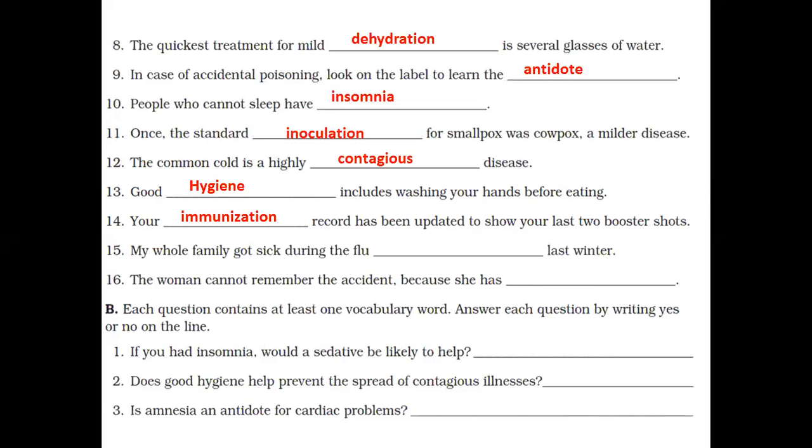Number 15, my whole family got sick during the flu dash last winter. During the flu, what last winter? Excellent, Tara. During the flu epidemic last winter, widespread flu. Okay. Next, number 16, which is the last one, it says the woman cannot remember the accident because she has. This was the word that we took in the very beginning. Very good, Mice. She has amnesia, which is loss of memory.